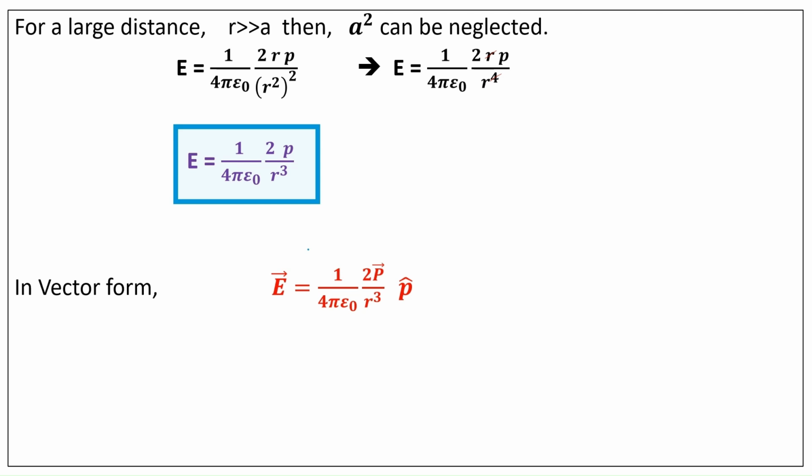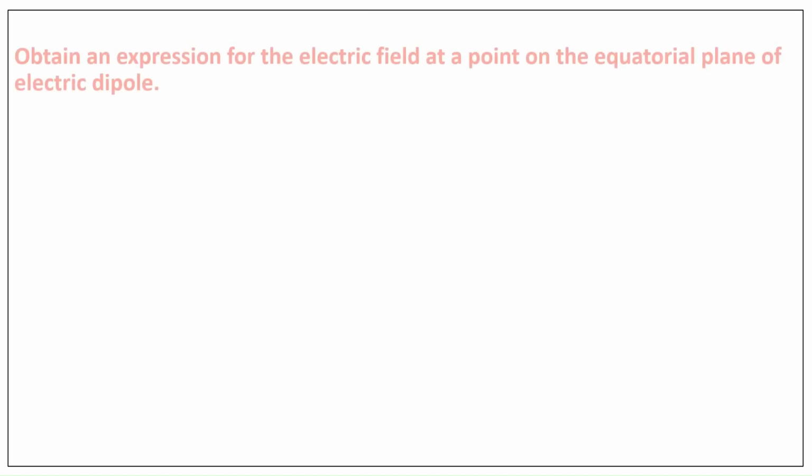This equation is the expression for the electric field at a point along the axis of the dipole. In vector form, vector E is equal to 1 by 4 pi epsilon naught into 2 vector P by R to the power 3 into P cap.